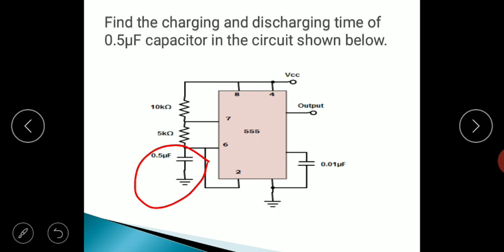So how do you find T on? By using the formula 0.693 into R1 plus R2 into C, and T off 0.693 into R2 into C. This is R1, this is R2, this is C. All the 3 values are given, so easily you can get it, so you can do that as homework.